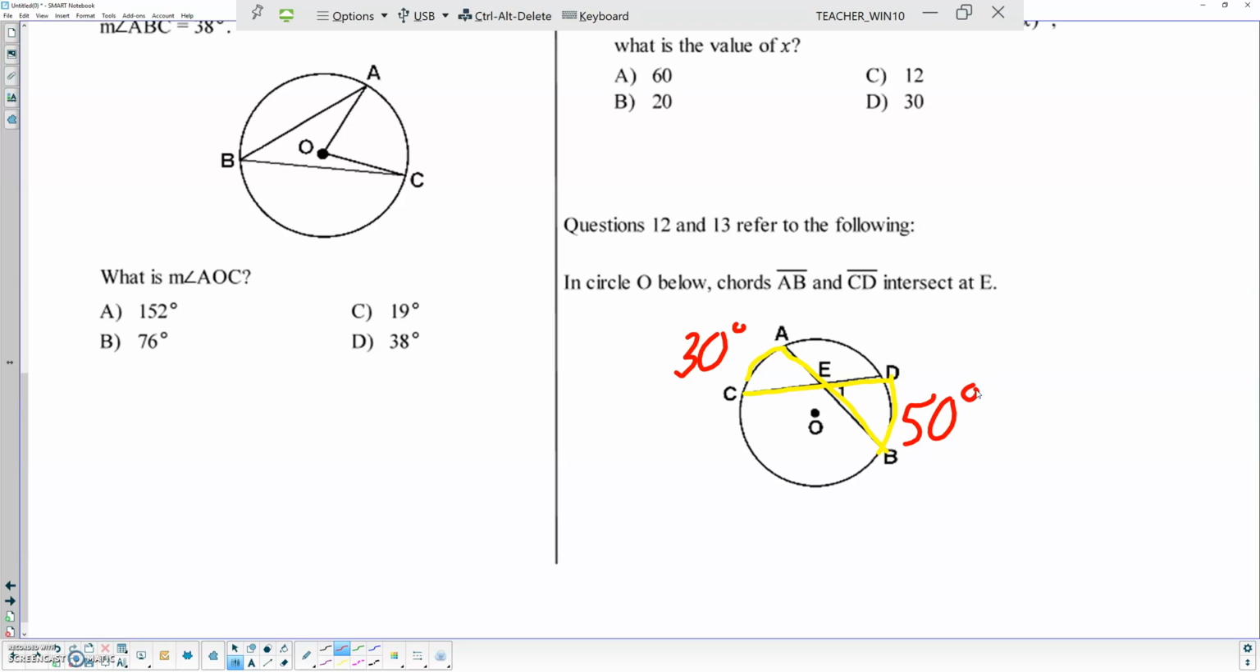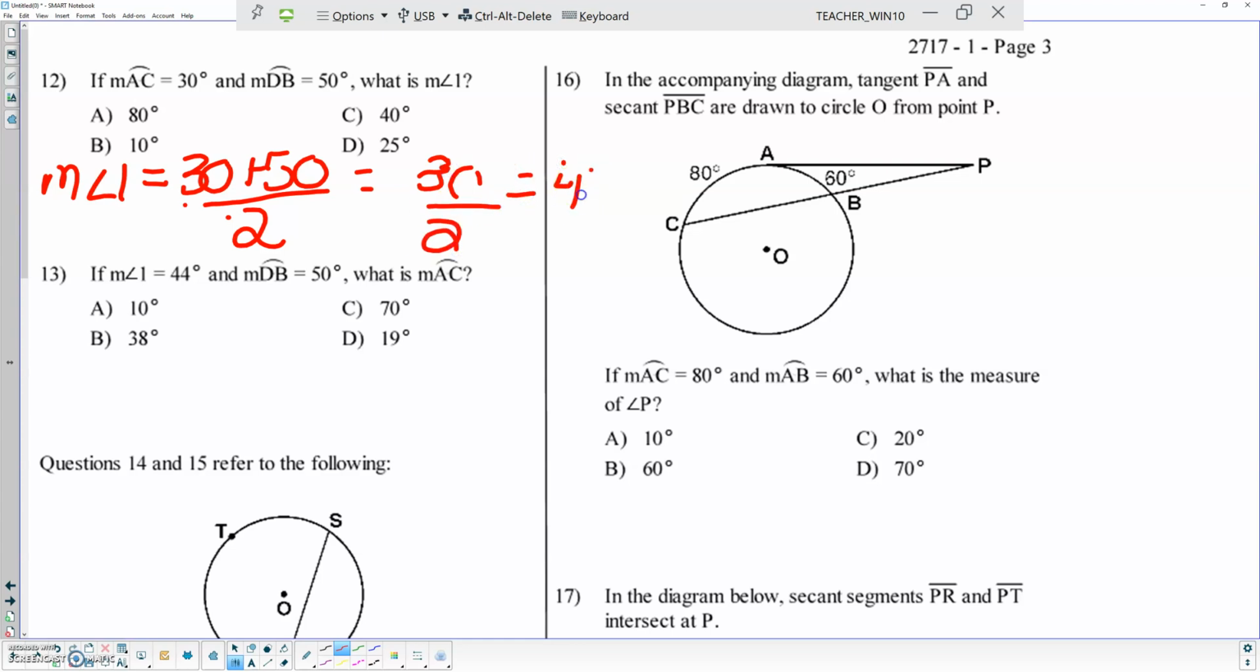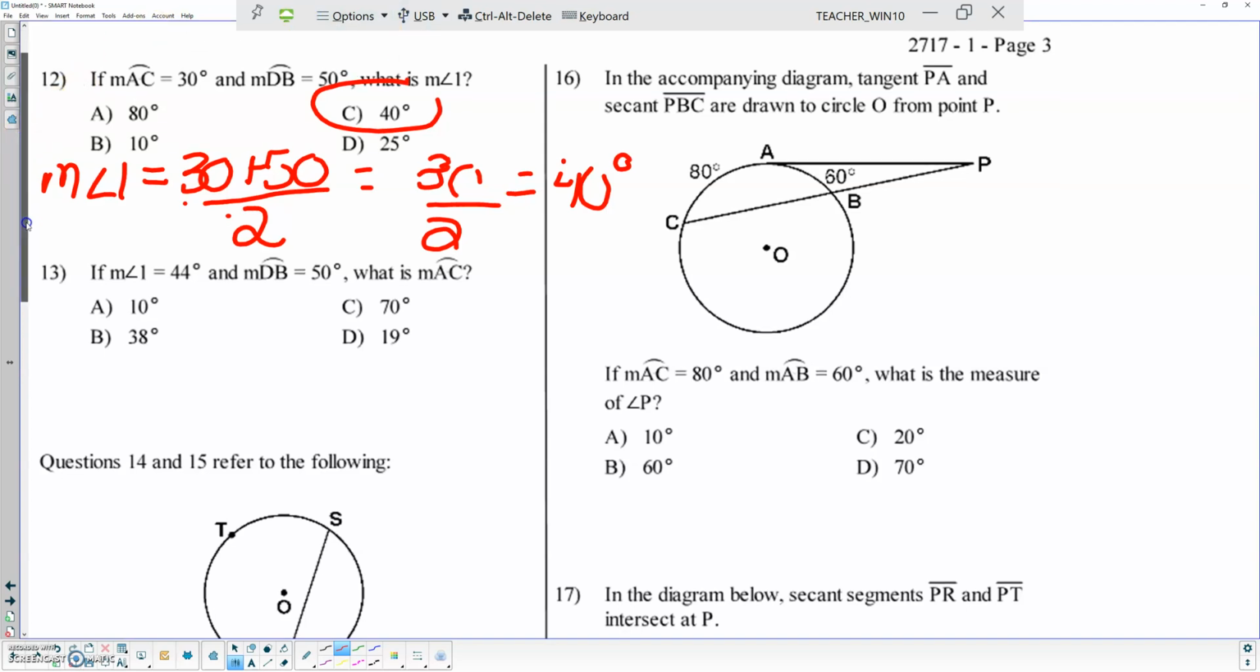So the measure of angle 1 is going to be 30 plus 50 divided by 2. That's 80 divided by 2, which works out to be 40. So that would be choice C.